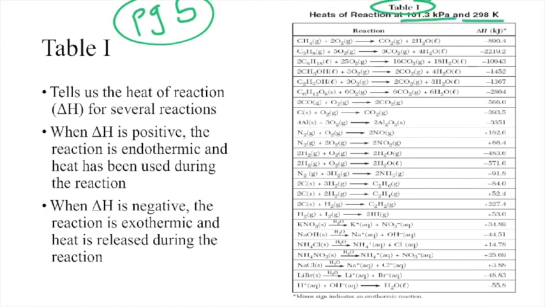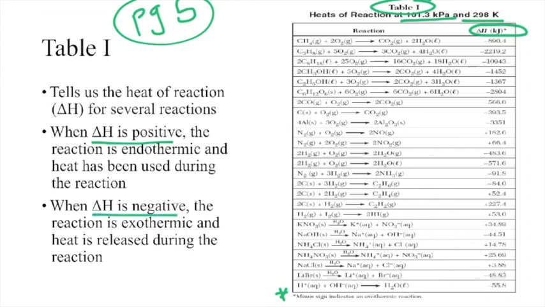298 Kelvin and 101.3 kilopascals. So this is not quite standard temperature, but this is standard pressure. And if we notice here, delta H is measured in kilojoules. So this table just shows us a bunch of different reactions, whether it's formation reactions, single displacement reactions, double displacement reactions, or decomposition, and the heat required. If you notice down here at the bottom, it tells you that the minus sign means it is an exothermic reaction. So if delta H is positive, it's endothermic, and if delta H is negative, it's exothermic.